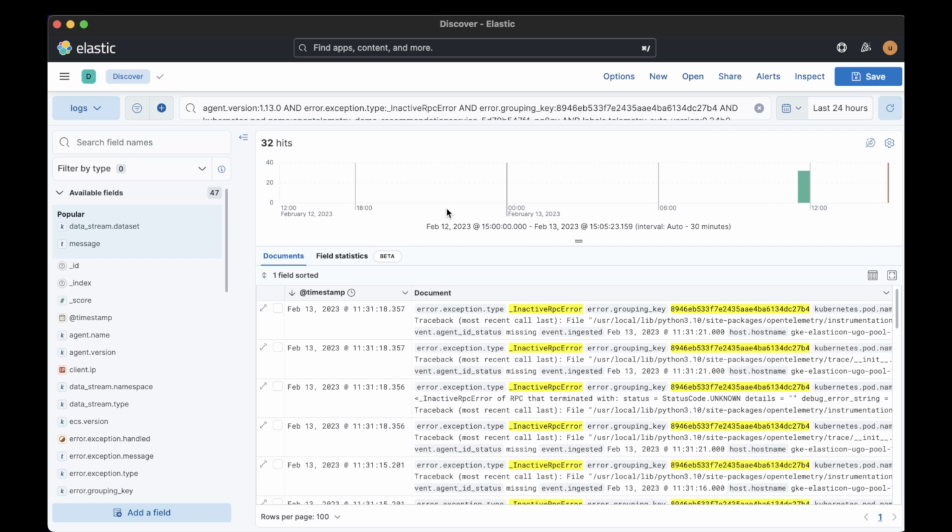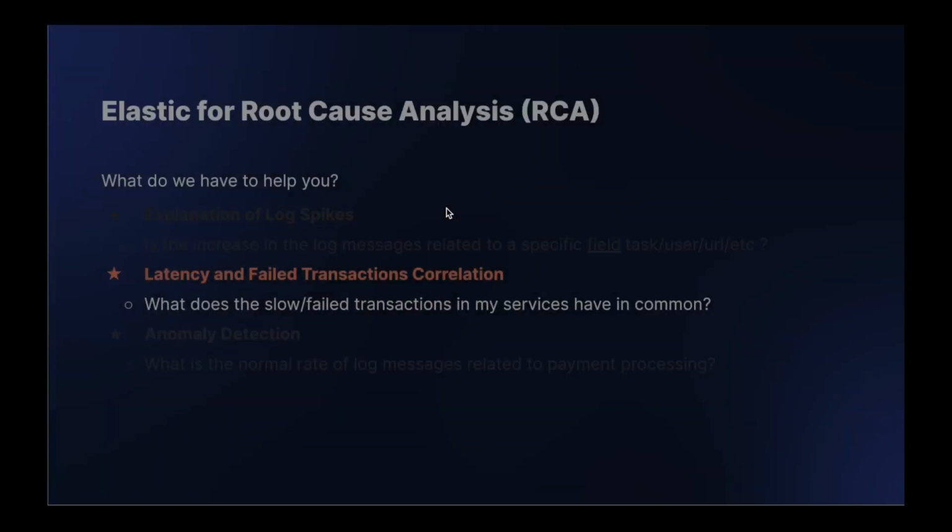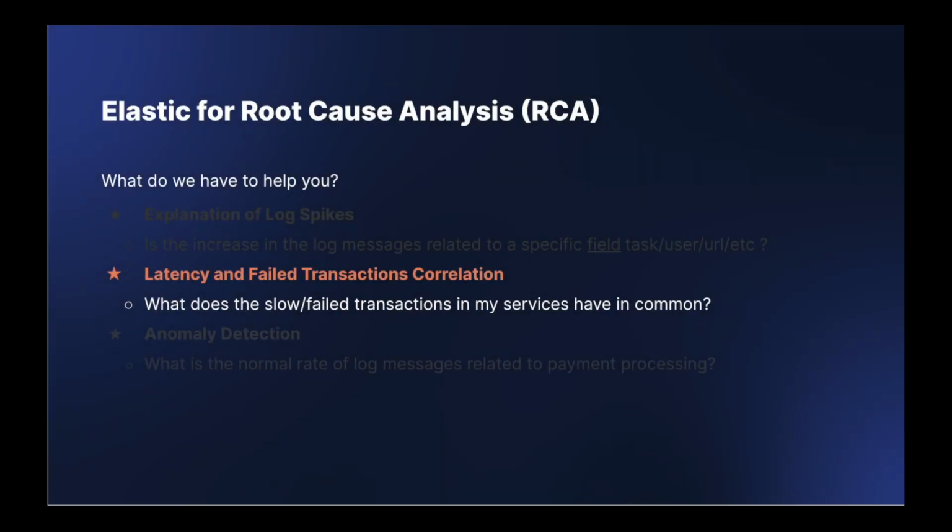Now we have the second way we can catch the same error, which is by using the latency and failed transactions correlation. So we are using APM, so we have distributed tracing. Can that error or the propagation of that error show up in Elastic? So can we see from all the transactions that are failing or that are slow?